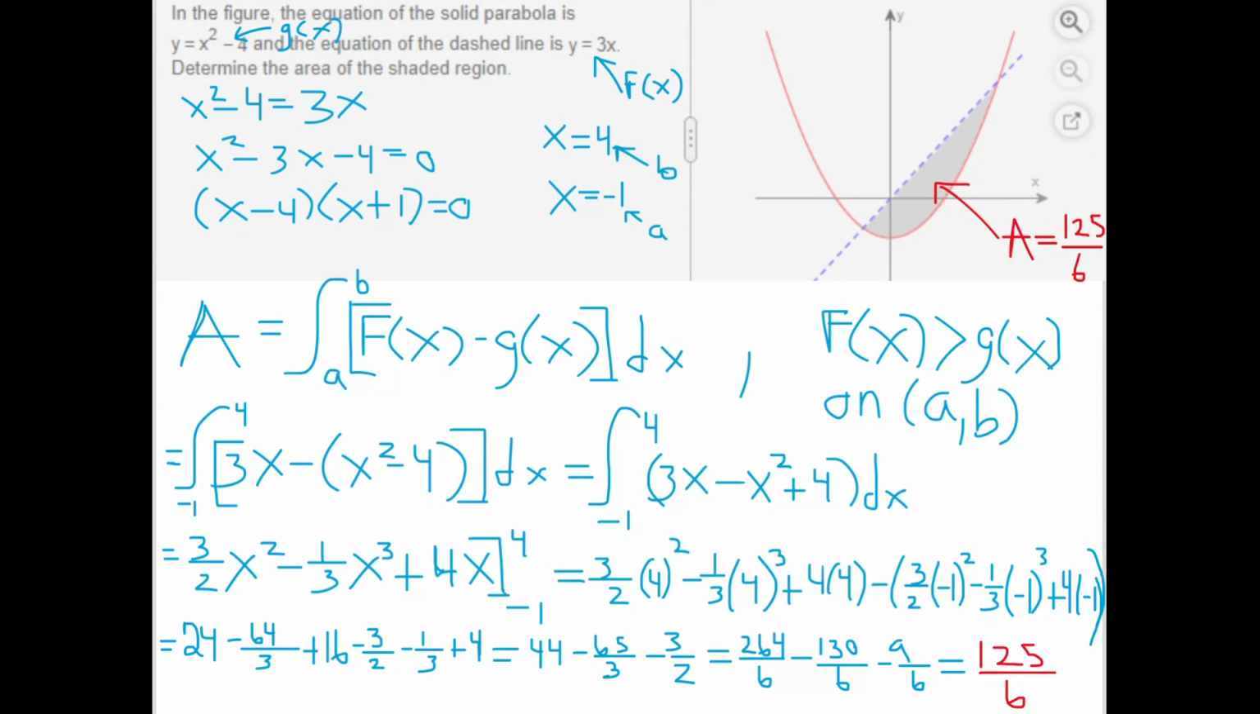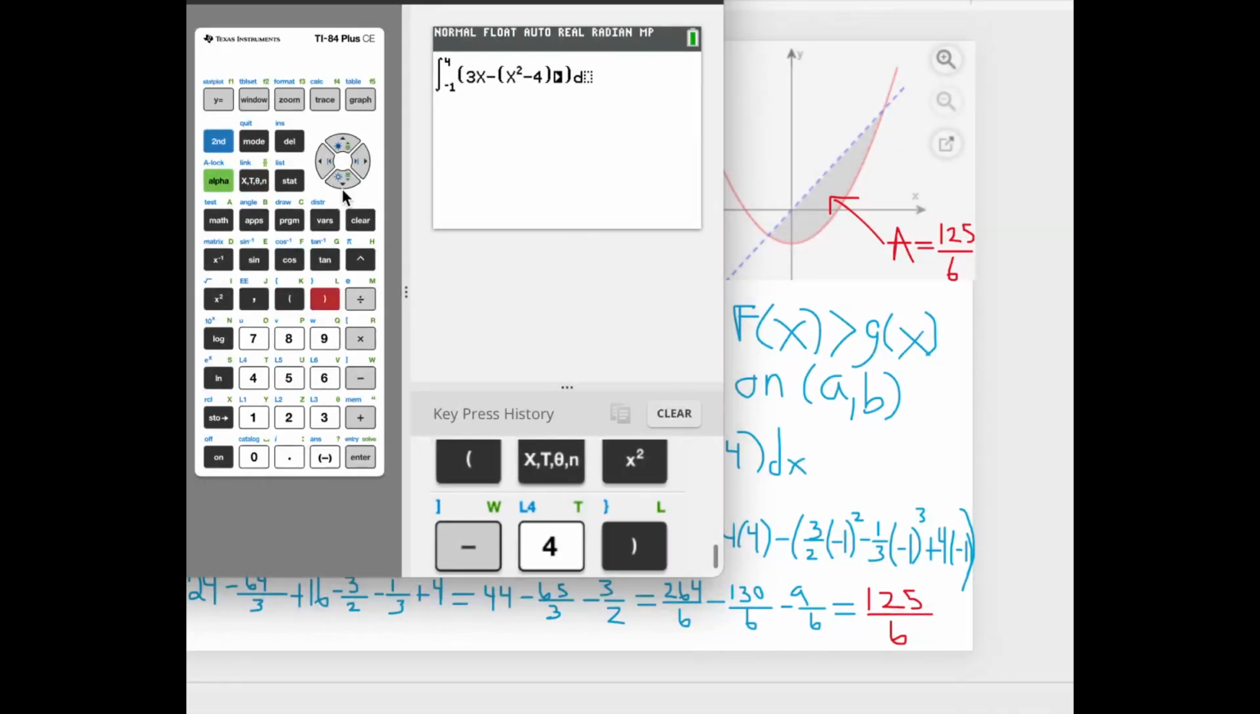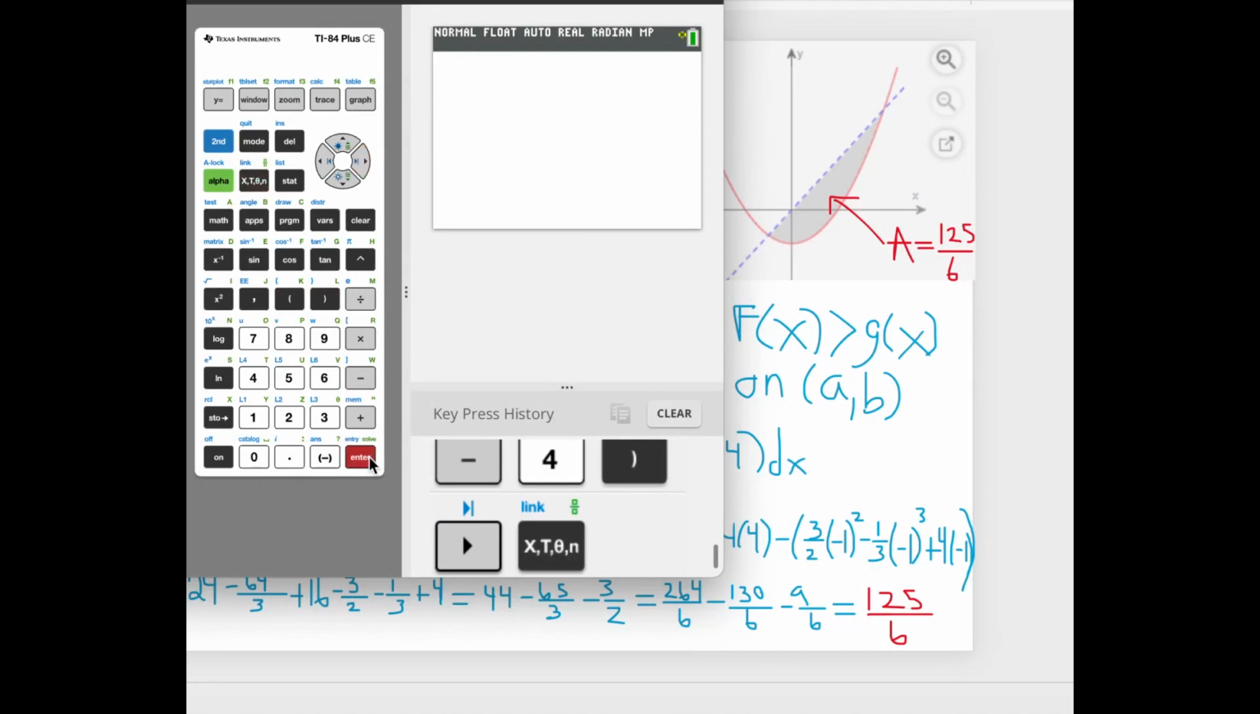Let's go ahead and use the calculator too, just to double check our work. So I'm just going to plug in the integral that I had right here. Of course, calculator's not going to set it up for you, so you have to understand how to do that, but you can always just double check at this point right here. So I'm going to go to math. I'm going to go to number 9, function integration. We're going from -1 to 4. I have 3x minus x squared minus 4 dx.